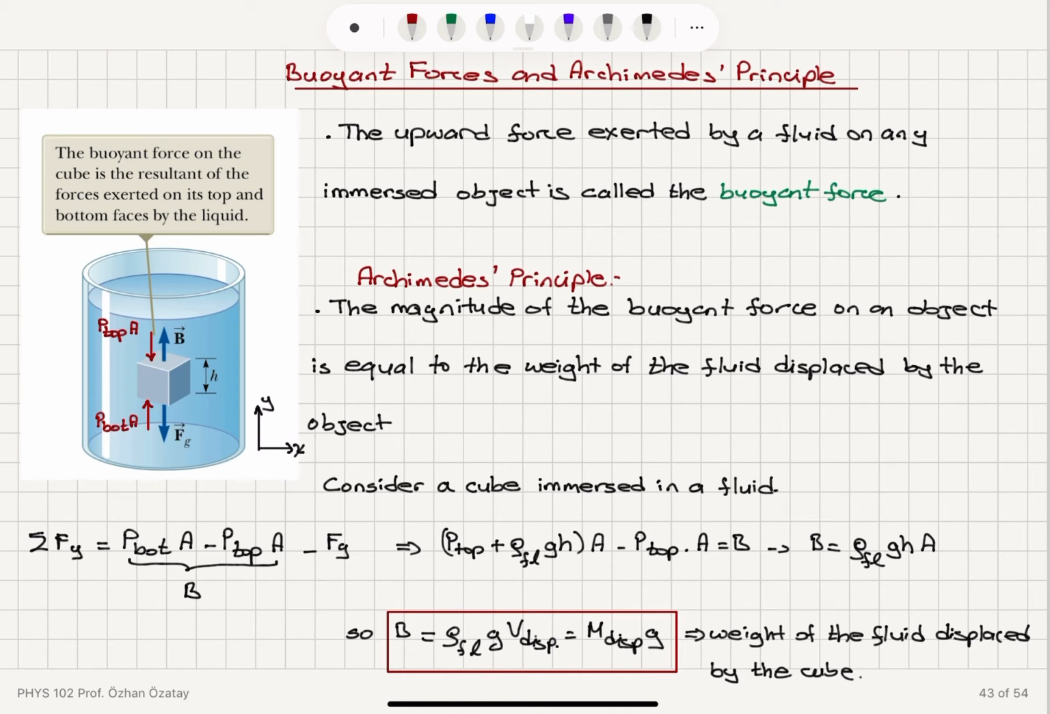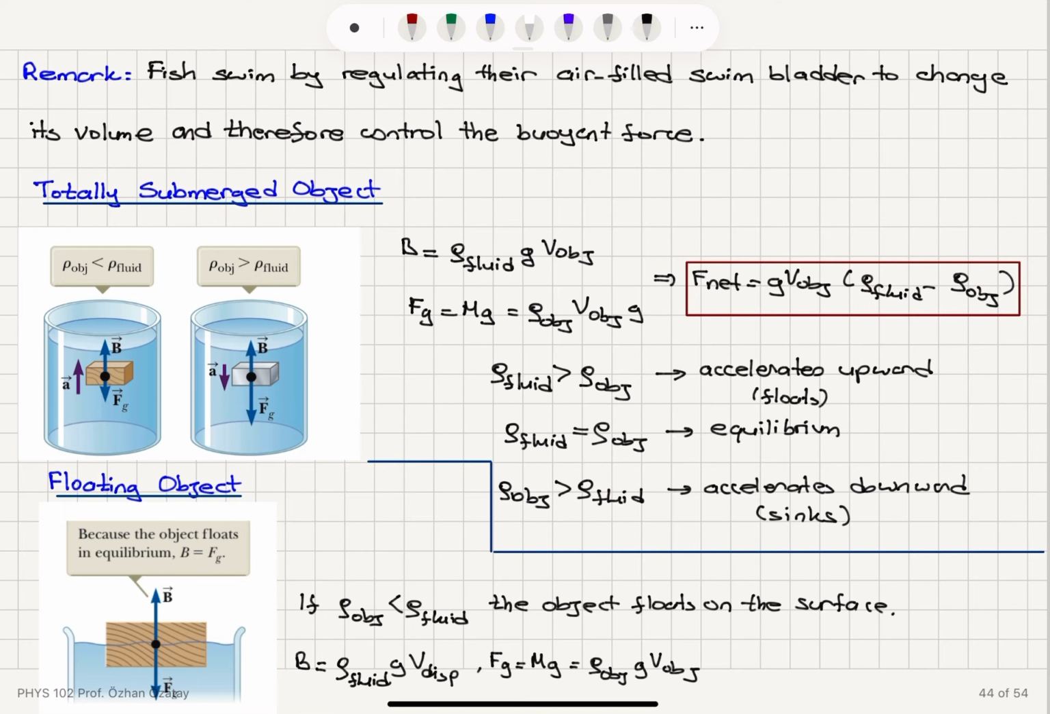So Archimedes' principle tells us that the buoyant force is the weight of the fluid displaced by the object. A good application we see in fish: they swim by regulating their air-filled swim bladder in order to control the volume and therefore the buoyant force.